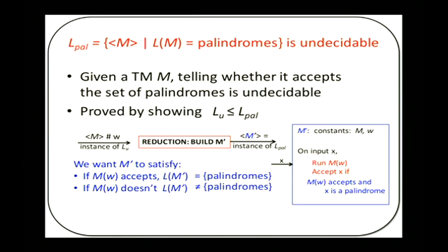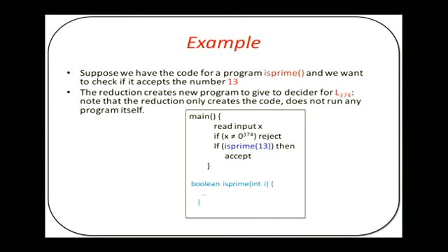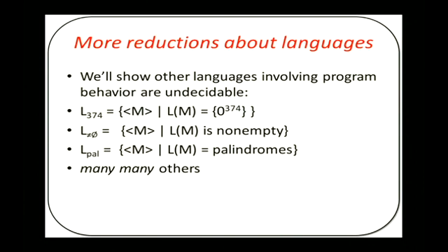All right? Let me give maybe one more example to show you that these are all the same reductions. Let's look at this language. What is this language? It is the set of all machines or code that accept precisely the string 0 to the 374. Is this language clear?